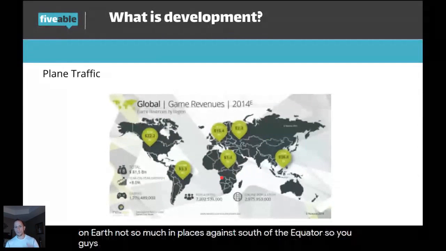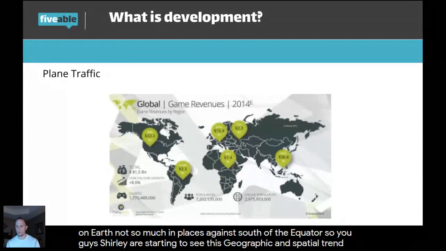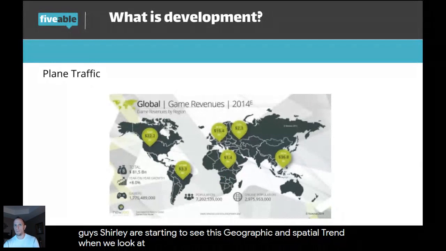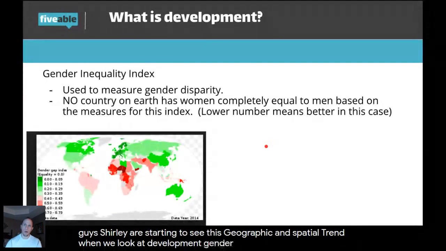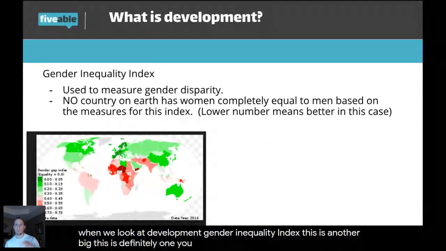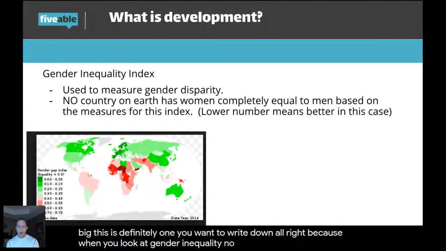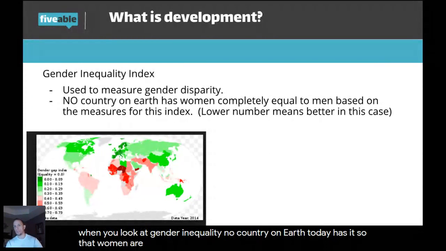So you guys surely are starting to see this geographic and spatial trend when we look at development. Gender Inequality Index. This is another big one, definitely one you want to write down, right? Because when you look at gender inequality, no country on Earth today has it so that women are 100%, at least statistically on paper, equal to men.